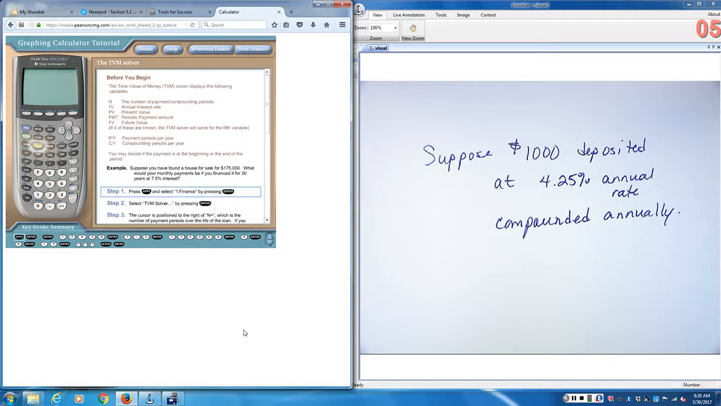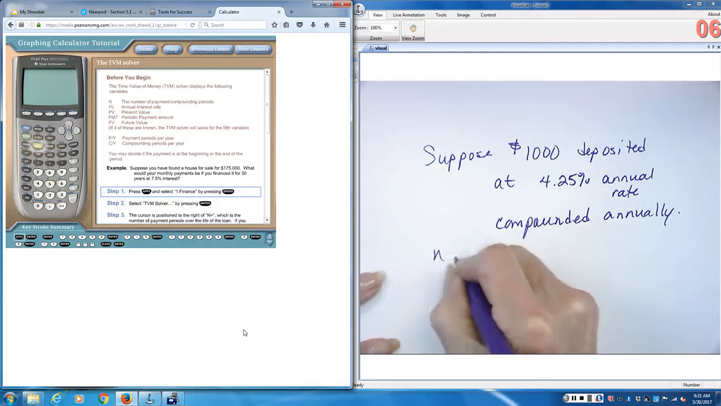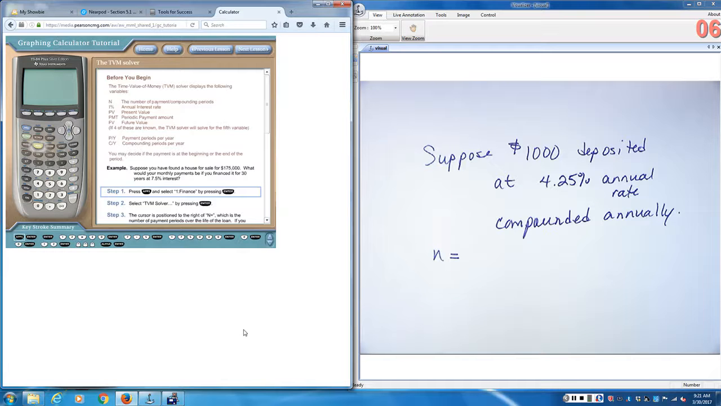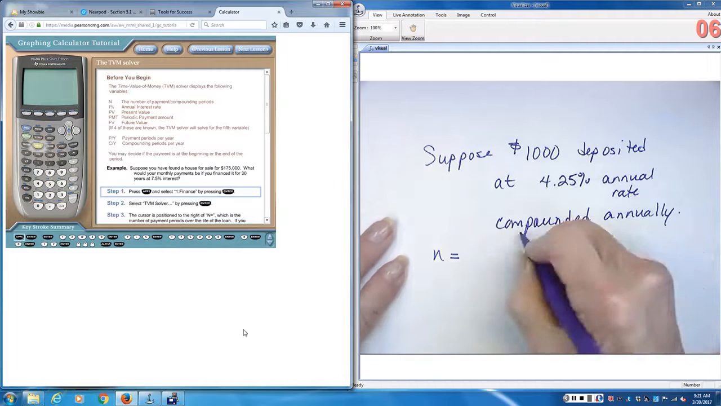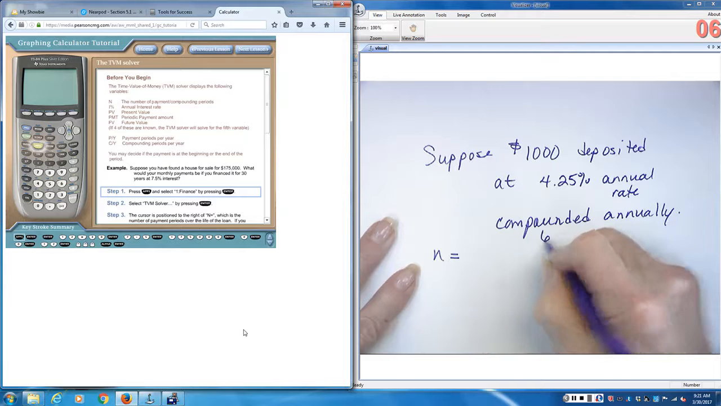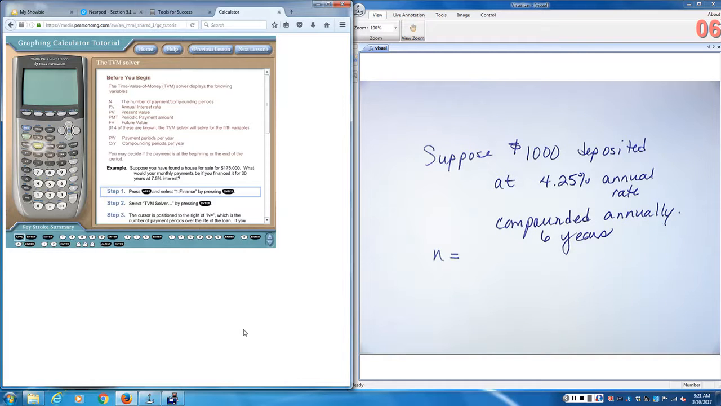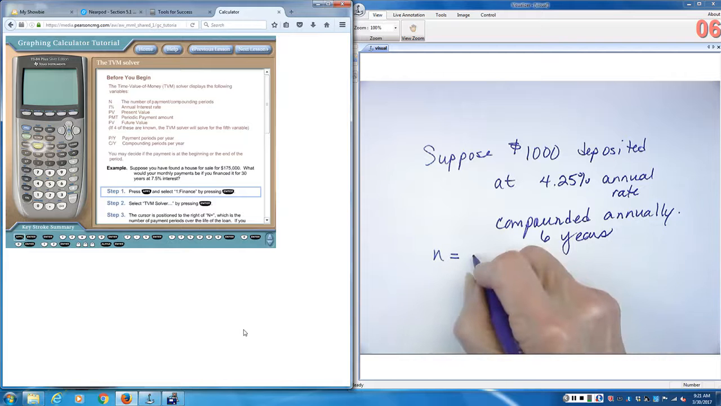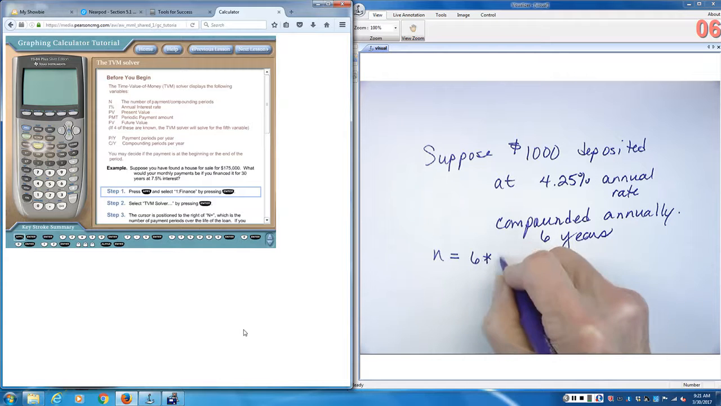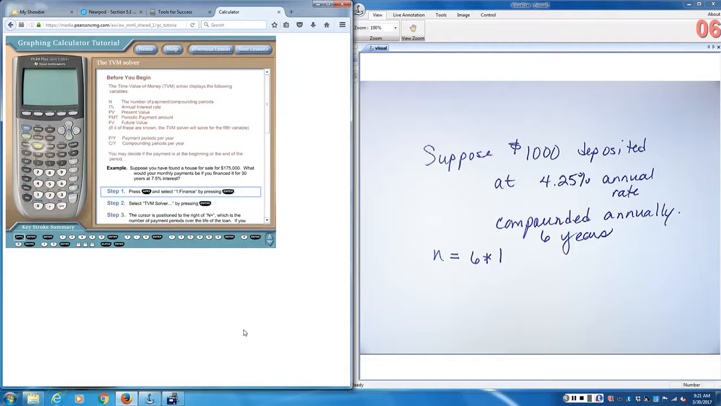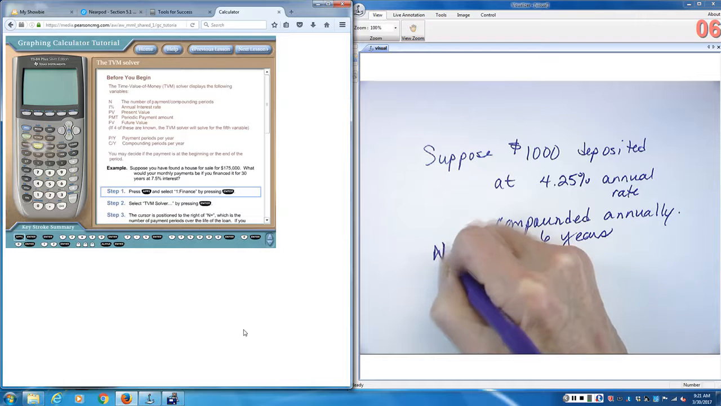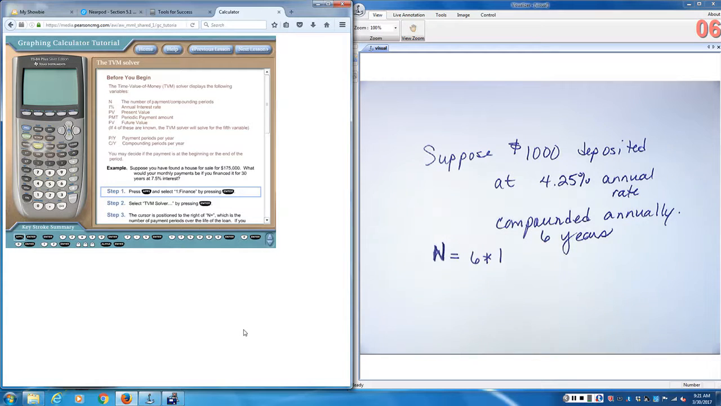Okay, now on this list of variables for this problem, it says N is the number of payments or compounding periods. Okay, well, you're going to deposit it, according to the problem, 6 years. And it's compounded annually, so that's going to be 6 years times once a year. And then we'll go through and we'll do it again, compounded semi-annually and quarterly, so you'll see how these things change. And that's capital N on your solver. It's little n in your formula, but it's capital N on the solver.